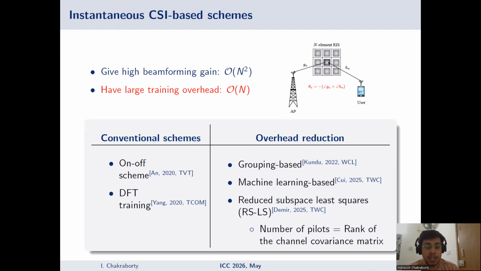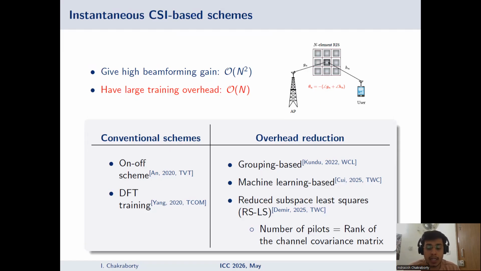And then there's the reduced subspace least squares based technique. What it basically does is estimate the channel in a lower dimensional subspace, and after estimating it, it reverses it back to the original dimension. In this technique, the number of pilots it sends is equal to the rank of the channel covariance matrix. So there is a significant cut in the training overhead that they achieve. What we want to do in our work is cut down this overhead even more.